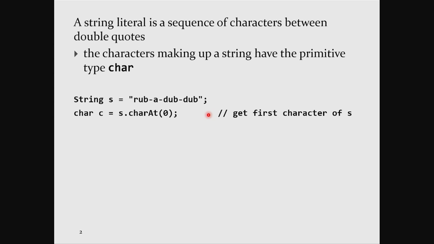that string s equals rub-a-dub-dub, right? We say that there's a string object that represents the sequence rub-a-dub-dub, and we say that that string instance is an object. So it's an object of type string. Somewhere in memory, there's an object that represents that string. So whenever you see object or instance, it means the same thing.